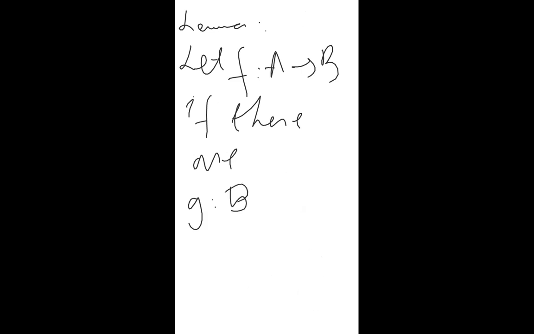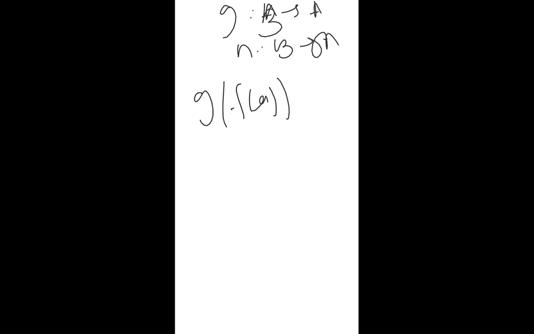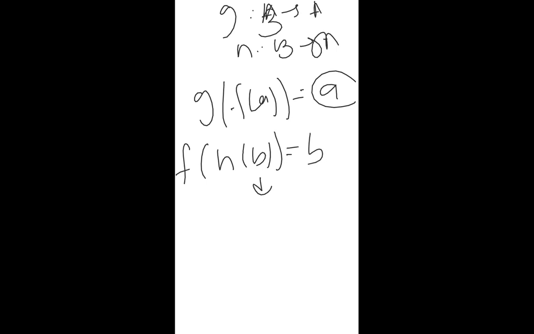Let F be a function that maps A into B. If there are functions G from B to A and H from B to A, such that G of F of A is A for every A, and F of H of B is equal to B for every B, then F is bijective.